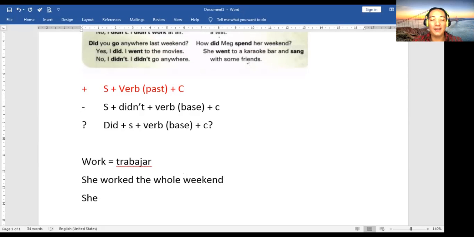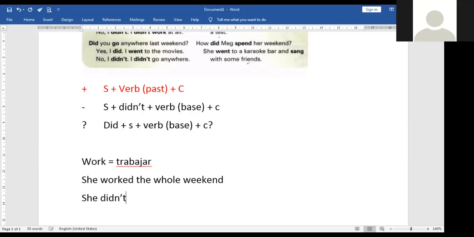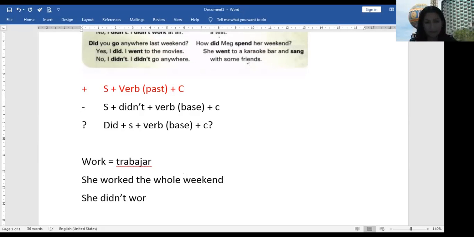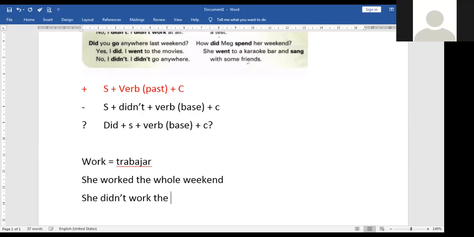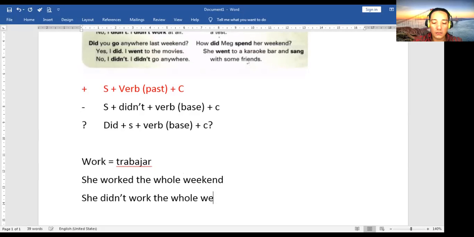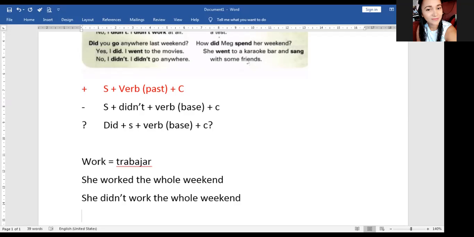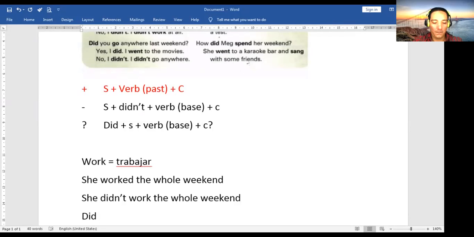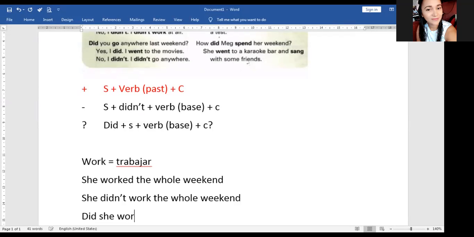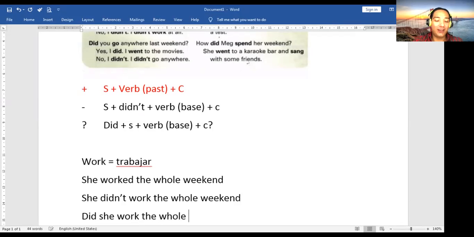Negativa sería, Patricia. She didn't. Perfect. She didn't. ¿Cómo iría el verbo? Work en su forma simple. Original. Perfecto. Forma original. Excelente, chicas. Muy bien. The whole weekend. Ok. Y por último, la pregunta, ¿cómo iría Kenia? Did. Excelente. Did. Ajá, Kenia. She worked the whole weekend. Perfect. Yeah, the whole weekend. Ahí están. ¿Ves? Qué fácil.